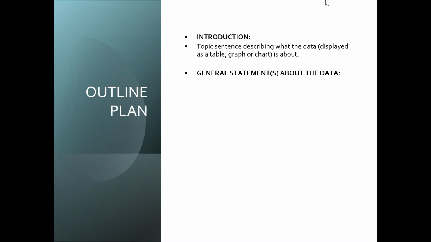The next one is the general statements about the data. The general statements means what is your opinion when you look at the graph or the table at a glance. Jadi sekilas itu kelihatannya trennya seperti apa. So what overall trends can you see from the graph?